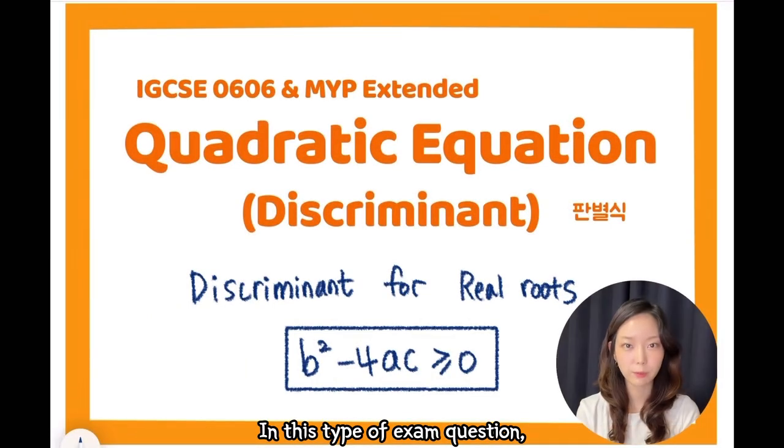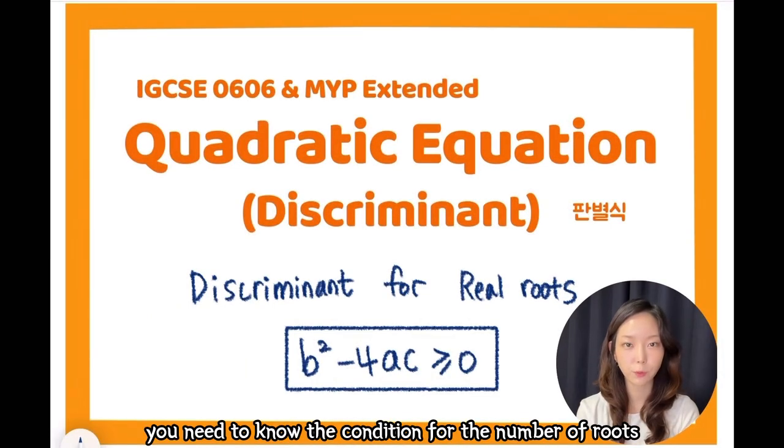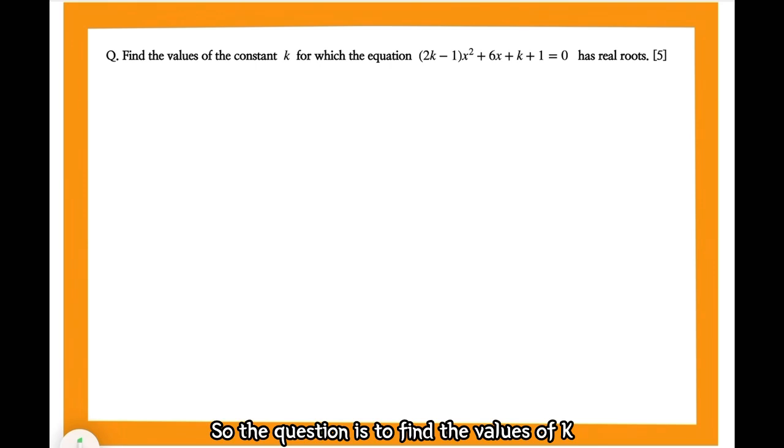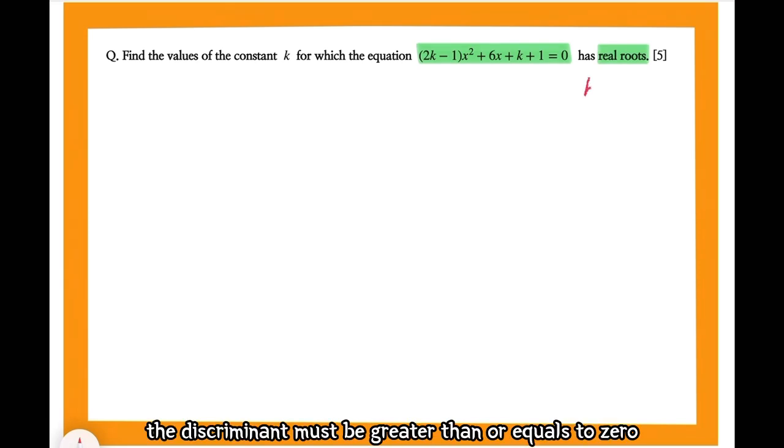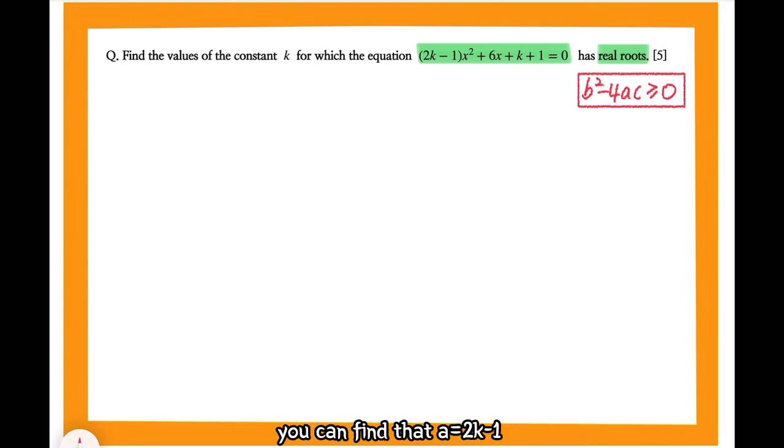In this type of exam question, you need to know the condition for the number of roots. So the question is to find the values of k for which the following equation has real roots. This is a 5-mark question. To have real roots, the discriminant b squared minus 4ac must be greater than or equal to 0. From the equation, you can find that a equals 2k minus 1, b equals 6, and c equals k plus 1.